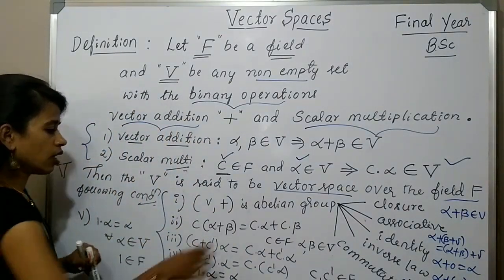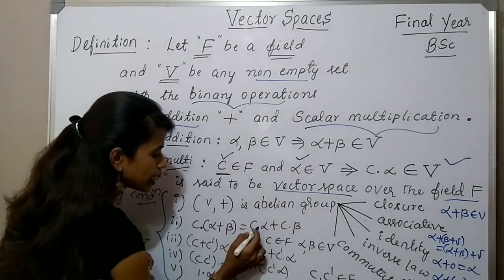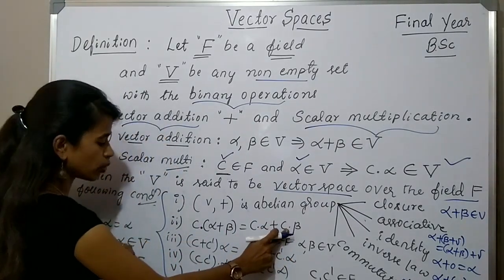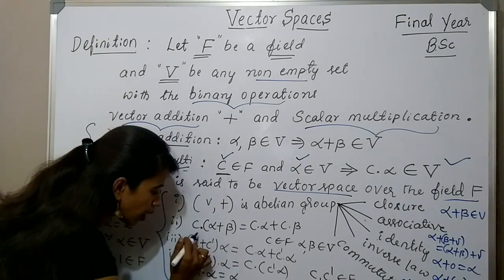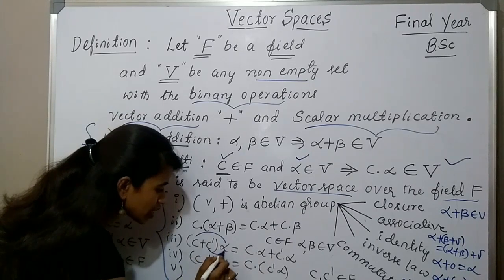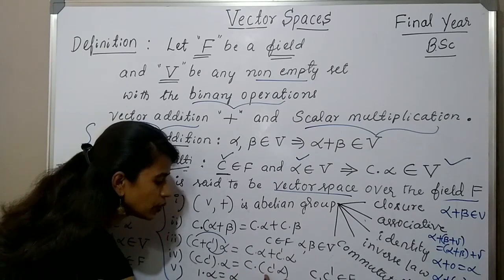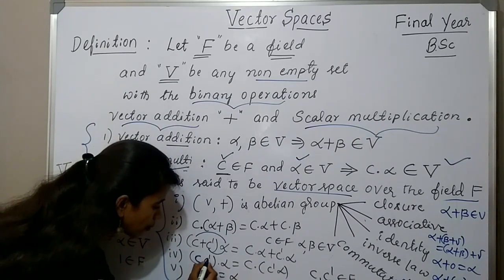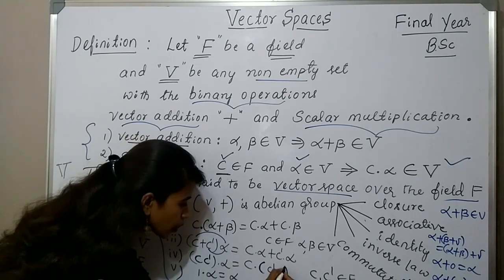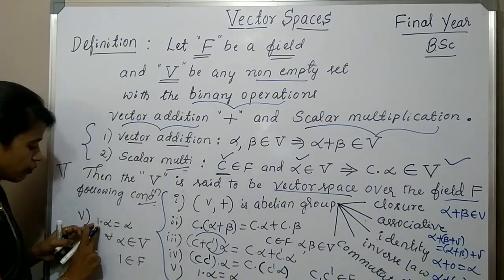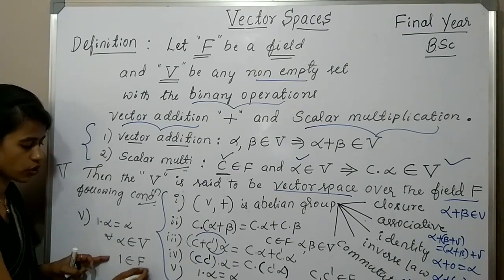That is abelian group. Second condition, C dot alpha plus beta is equal to C dot alpha plus C dot beta. That is the distributive law. Next, C plus C dash into alpha is equal to C into alpha plus C dash into alpha. Next, C C dash into alpha is nothing but C into C dash alpha, that is, I am taking these two elements in one bracket. Last one, very easy: 1 dot alpha is nothing but alpha, for all alpha belongs to V and 1 belongs to F.